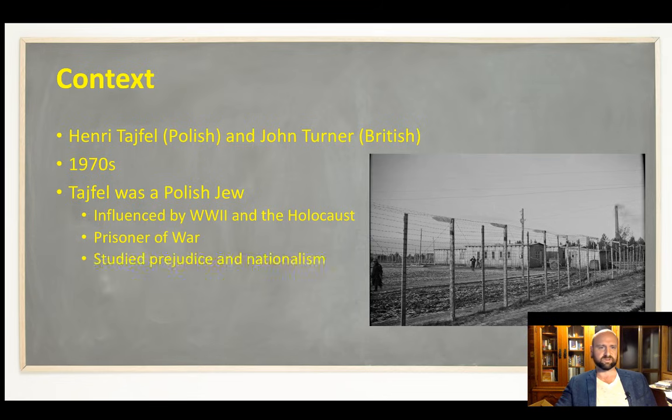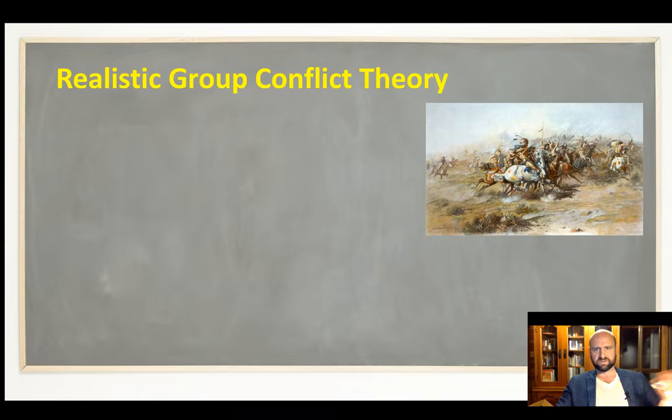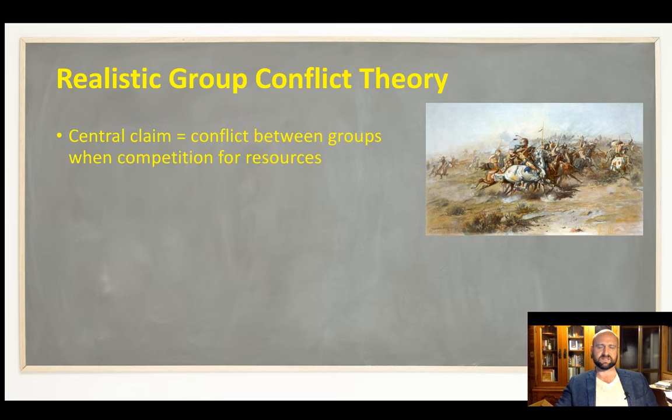So as I said, he was a prisoner of war, and then when he went to Britain, he studied prejudice and nationalism. And so social identity theory is in part a response to realistic conflict theory. So just a recap, if you haven't studied the theory, realistic group conflict theory suggests, this came about in the 1950s and 60s by the Sherifs, that conflict between groups happens when there's competition for resources. Tajfel and Turner didn't refute this theory. They said that it's a good theory. It makes sense. There's evidence to support it.